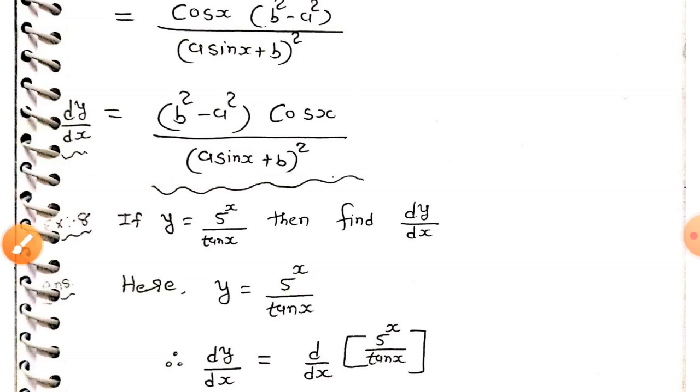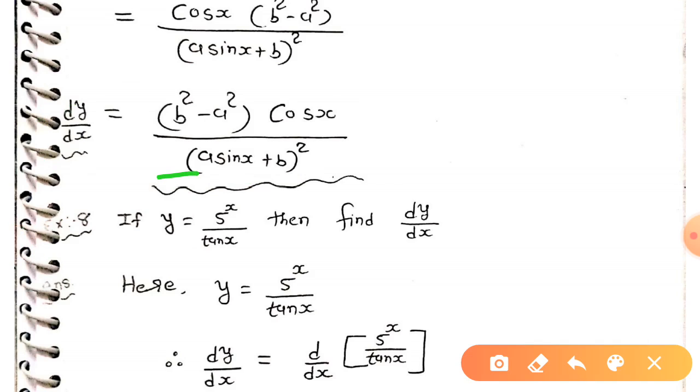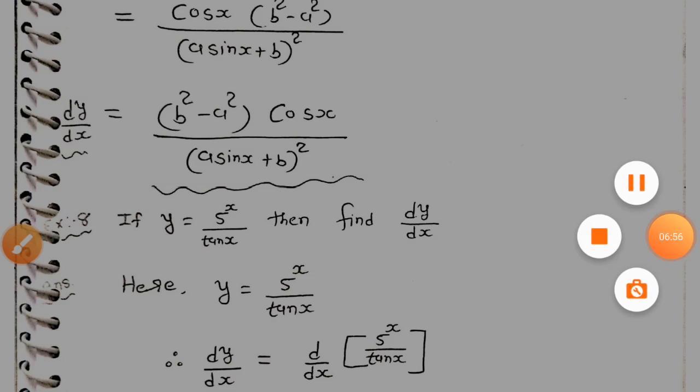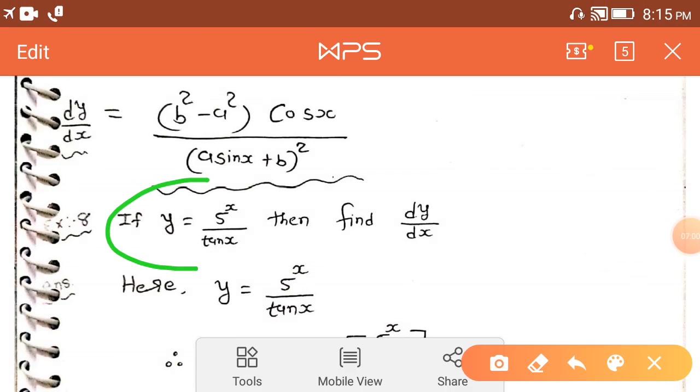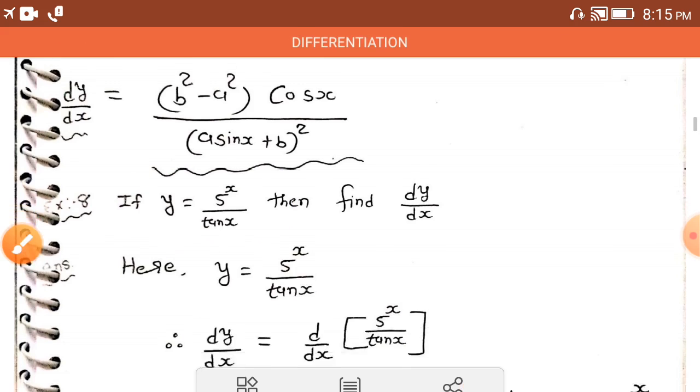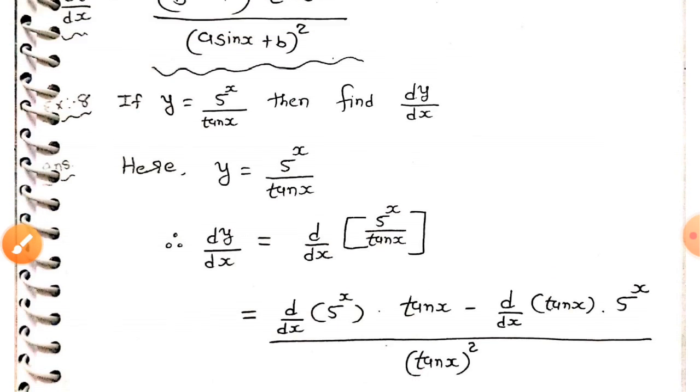We move towards the example number 8. Maybe this one is the last example of this method. Okay, what the example says is that y is equal to 5 raised to x over tan x. 5 raised to x is in numerator, tan x is in denominator. So without confusion, use the formula.